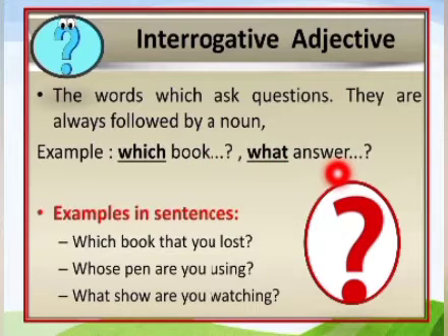What answer? So in interrogative adjective, as we have learned that an adjective is always put before the noun. Here book is a noun and the word before it is just placed before the noun. So it is an interrogative adjective because it's asking the question. Few more examples are here. Which book have you lost, or which book that you lost?